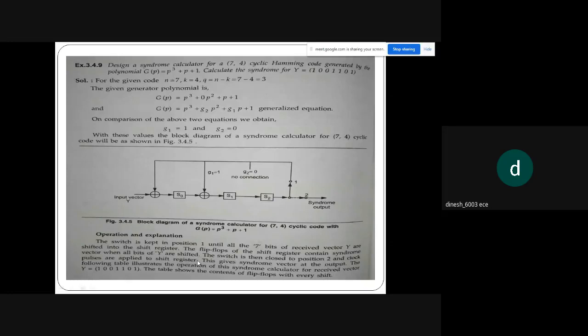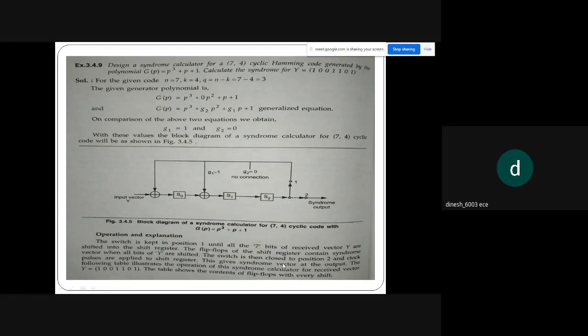Okay, the operation is that the switch will be kept in position 1, which is in this position, until all the 7 bits of the received vector y are shifted to the register. Why 7 bits? Because we are having 7,4, so total will be 7. Till all the 7 bits are shifted, the switch will be in position 1 only. Then the flip-flops of the shift register contain the syndrome vector when all bits of y are shifted.